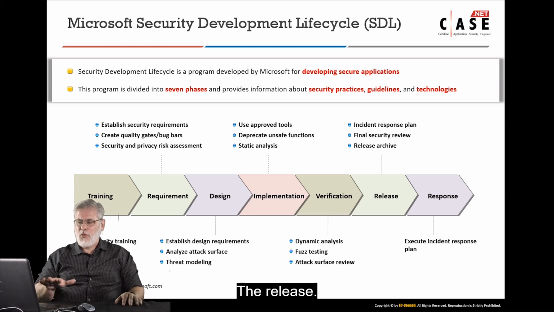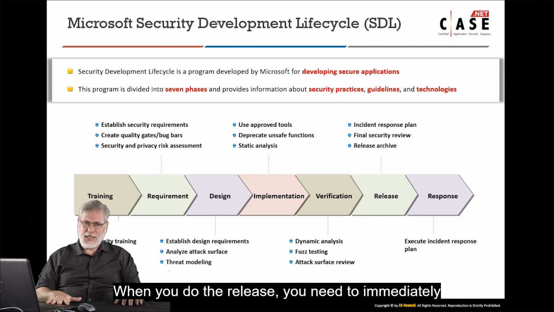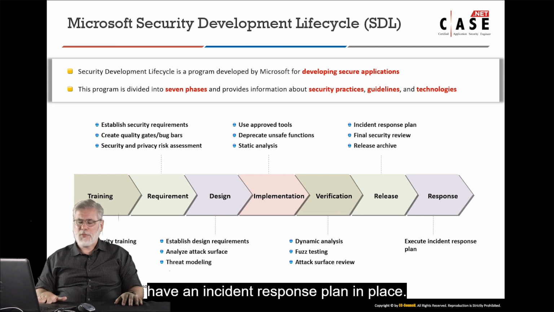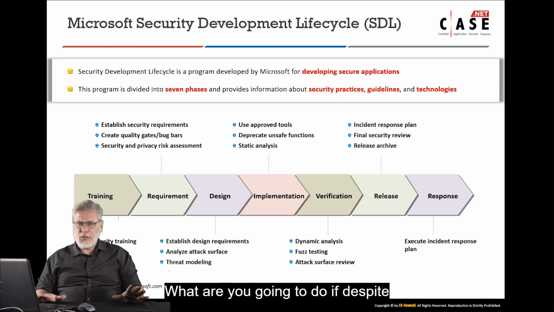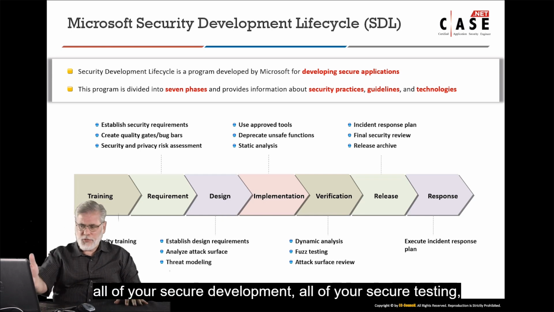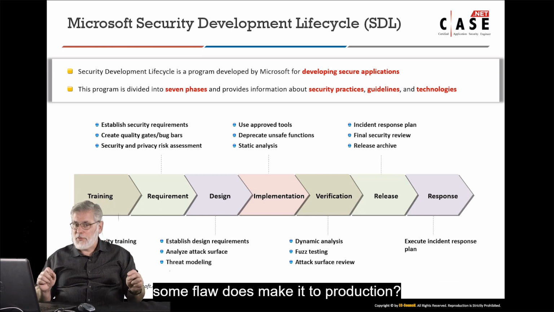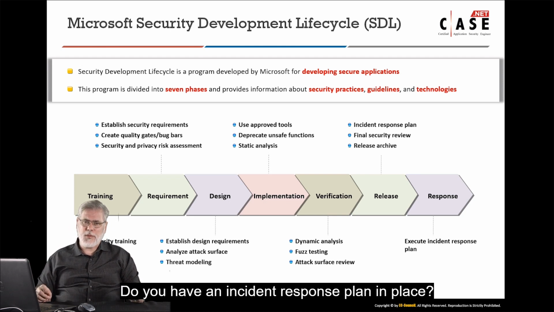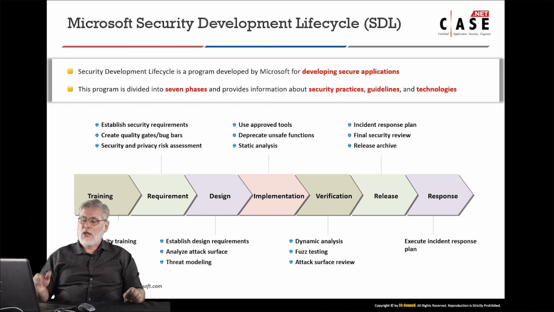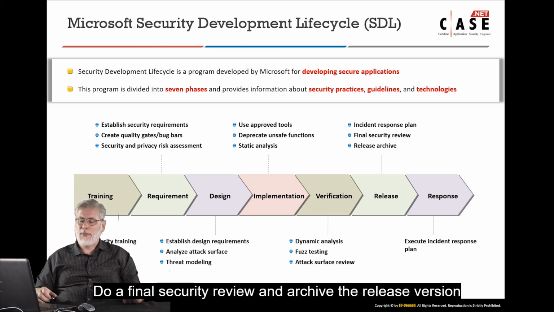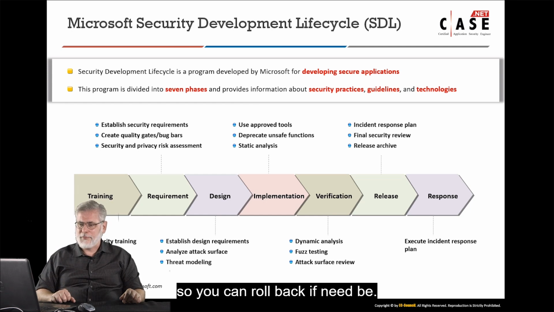The release. When you do the release, you need to immediately have an incident response plan in place. What are you going to do if, despite all of your secure development, all of your secure testing, some flaw does make it to production? Do you have an incident response plan in place? Do a final security review and archive the release version so you can roll back if need be.